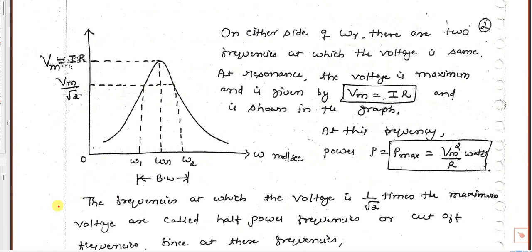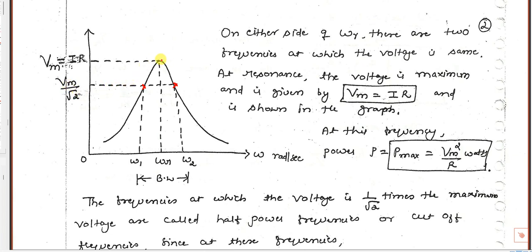So next is the voltage versus frequency in case of parallel resonance circuit. In case of parallel resonance circuit, voltage is maximum. In series resonance, current is maximum. In case of parallel resonance, voltage becomes maximum. Its value V max is given by I into R, and at F1 and F2, the lower and upper cutoff frequencies, the voltage value becomes Vm by root 2.